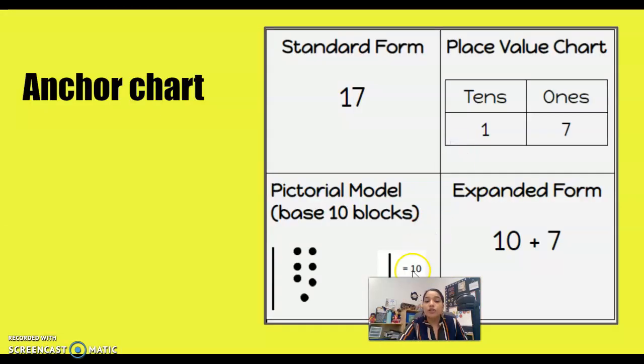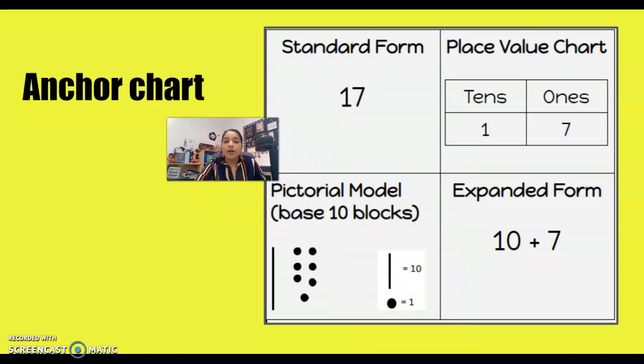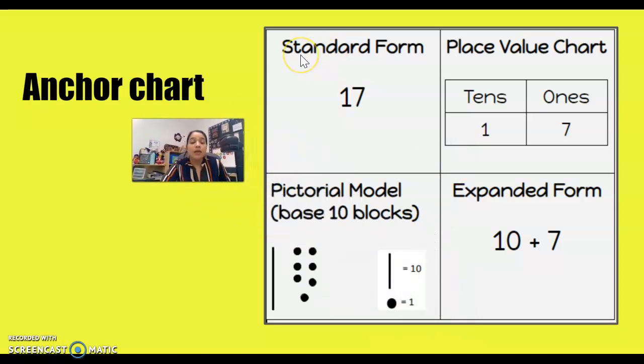Let's see our anchor chart. In our anchor chart, we learned our 4-square model. So we have our standard form of 17, which is just the number. Our place value chart, we said, helps us see how many tens and ones the number has. So in 17, we have 1 ten and 7 ones.